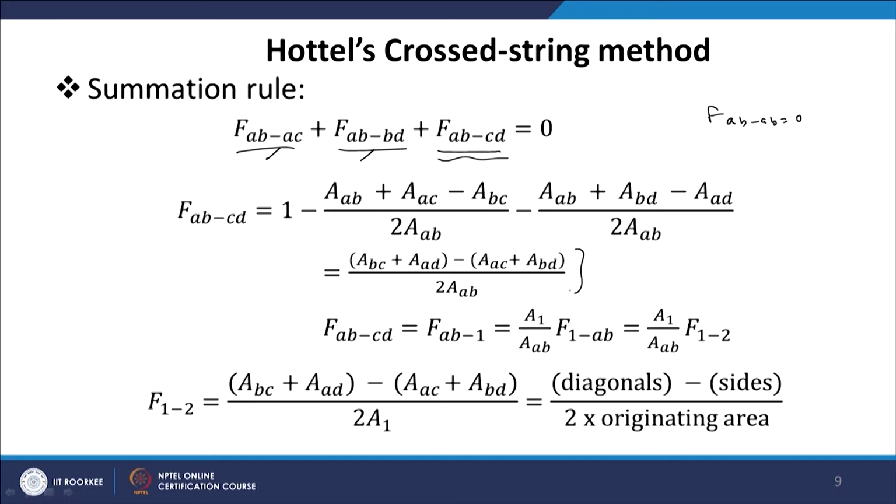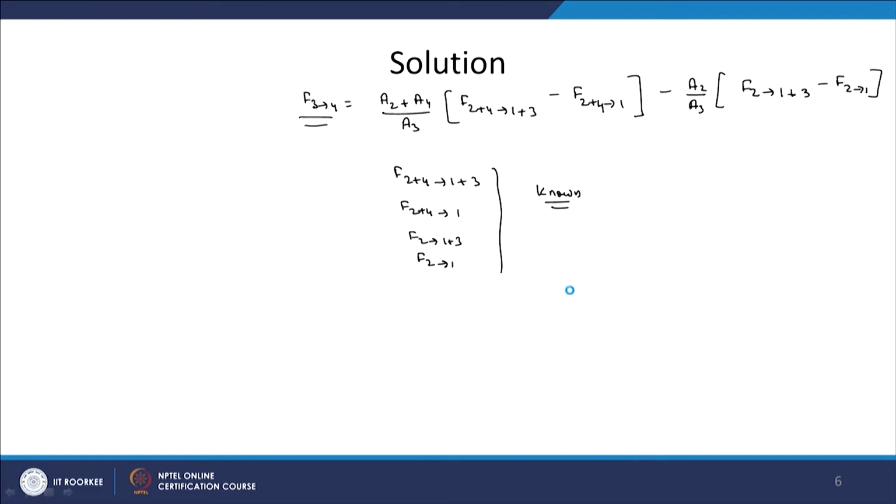So, all the view factors are now known. Okay. So, between F_AB to CD, okay, let us look at it, what is AB to CD.